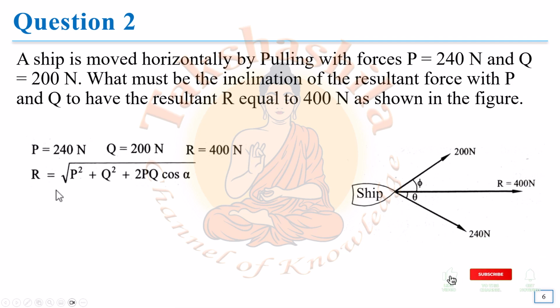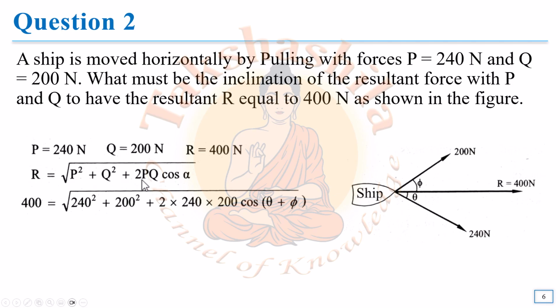So what is the equation that we use to calculate the resultant? We know R is equal to the root of P square plus Q square plus 2PQ cos alpha. Let's substitute all the values that we already know. So 400, the resultant, is equal to the root of P square, so instead of P, 240, instead of Q, 200, and here also we have 2 times PQ, therefore 2 times 240 into 200, then cos of alpha.